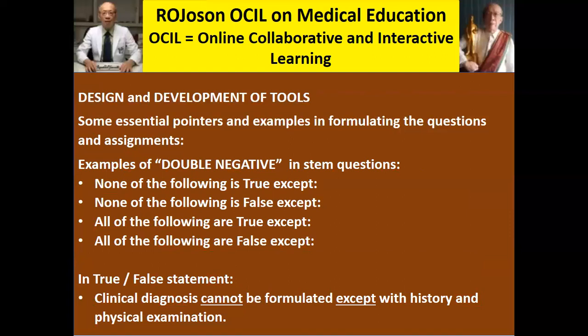In a true or false statement, for example: clinical diagnosis cannot be formulated except with history and physical examinations. So none, and then except; none, except; all, except; all, except; cannot, and except. So these are examples of double negatives.